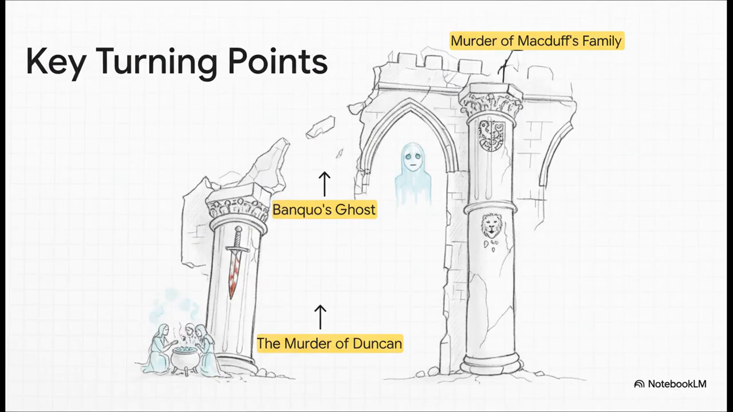And inside this scaffolding, certain moments are like these crucial load-bearing columns. The witches' prophecy, that ignites the whole conflict. The murder of Duncan is the absolute point of no return. Then, seeing Banquo's ghost, that's Macbeth's public unraveling. And finally, the murder of Macduff's innocent family, that act solidifies his pure evil and basically guarantees his fate.